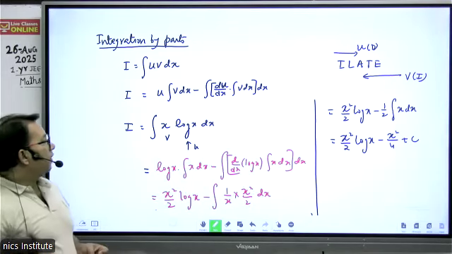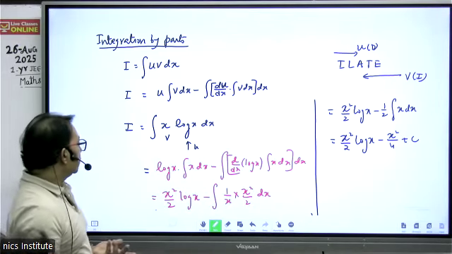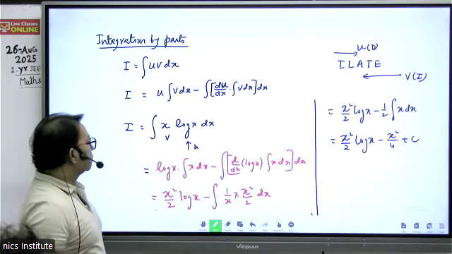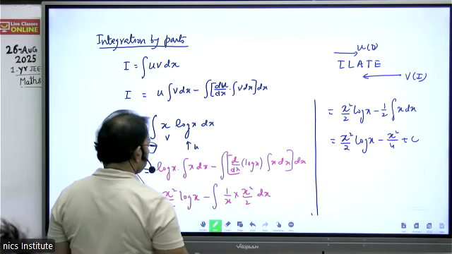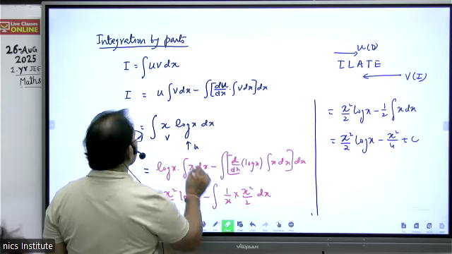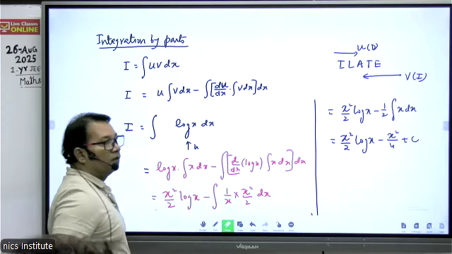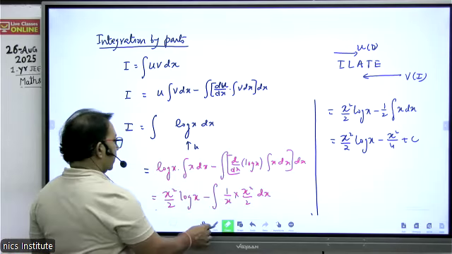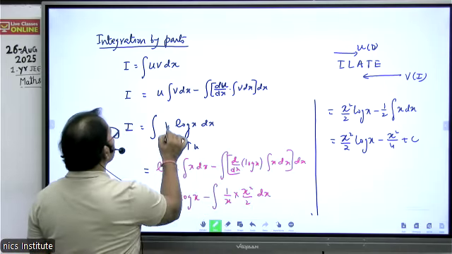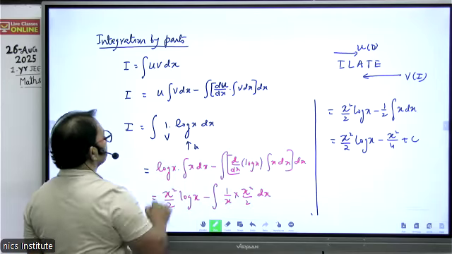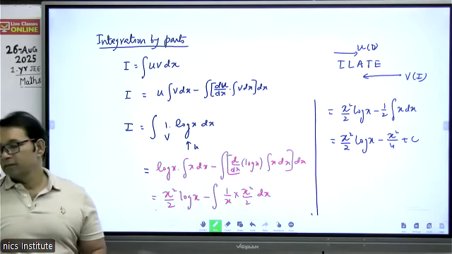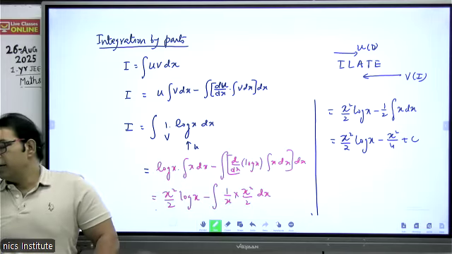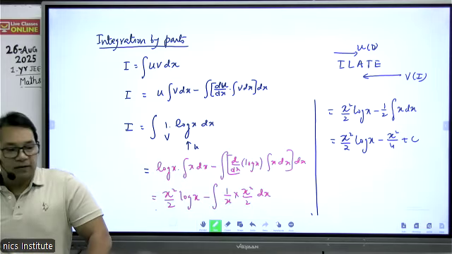Sometimes the second function is hidden, you don't know what is the second function. So we'll take it as 1. For example, you want to integrate log x. So the question is log x. Only integration of log x. So that hidden function is 1. So that you take as v. And then you integrate it.